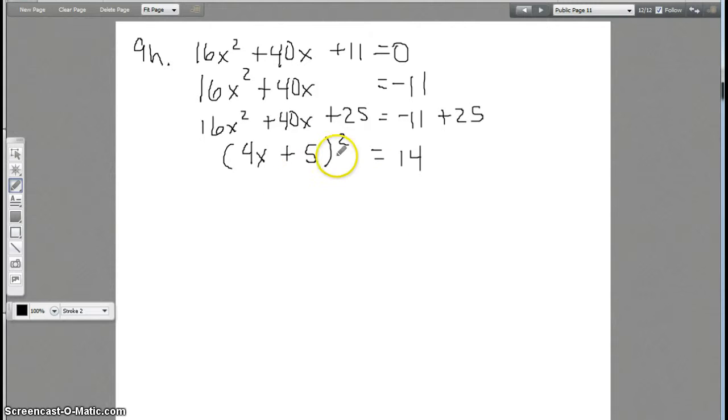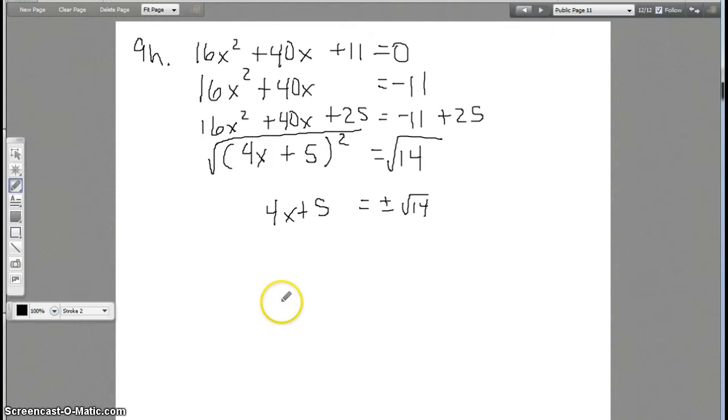So I have my x inside of a square on the left side. That means I can take the square root of both sides now. When I do that, I end up with just a 4x plus 5 on the left side. On the right side, I have plus or minus the square root of 14. Don't forget the plus or minus. Now to get my x term by itself, I need to subtract 5 from both sides. So I will have 4x equals negative 5 plus or minus the square root of 14.